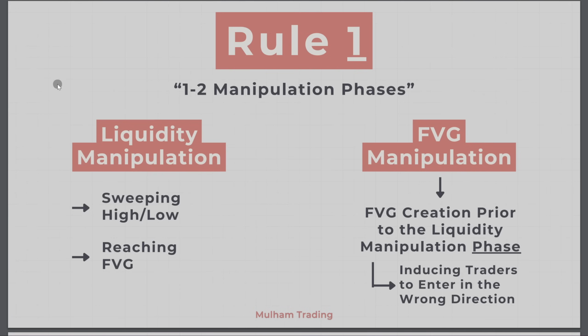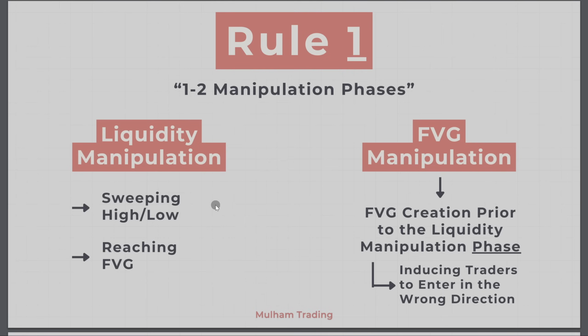When we are creating that fair value gap, I want to look to the left in this case. Going back in time, I want to see, if I'm creating here, do we have a liquidity sweep here? If yes, then that means we have at least one phase of manipulation. So sweeping a high or a low is one type of manipulation, or in other words, one form of manipulation, because those are types 1 and 2. But the first type has 2 forms. Sweeping a high or low, or it could also be reaching a fair value gap.